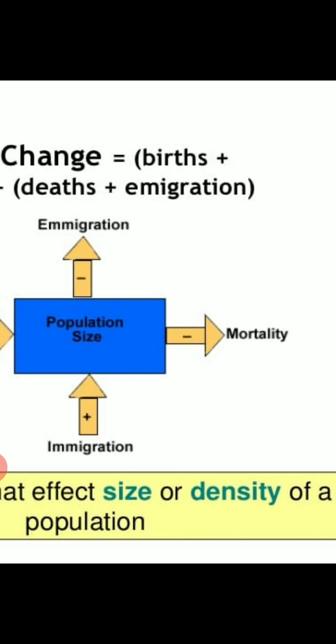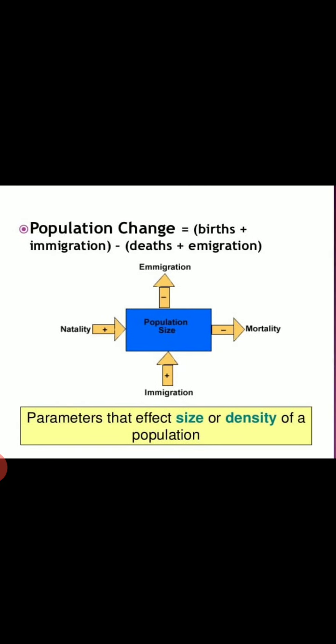Next one is population change. So how population change takes place, that is birth plus immigration minus death plus emigration. So population size, how it is affected by all these factors: emigration, mortality, immigration, and natality. Emigration and mortality have the minus sign, which reduces the population size, and natality and immigration are the addition of organisms, parameters that affect size or density of a population.